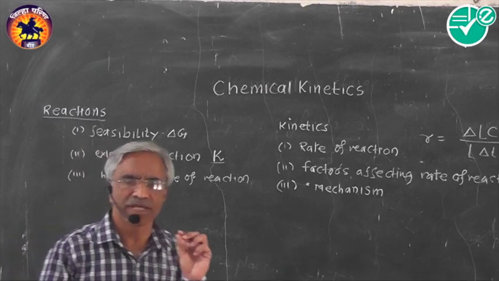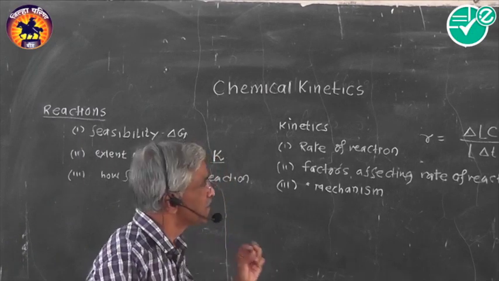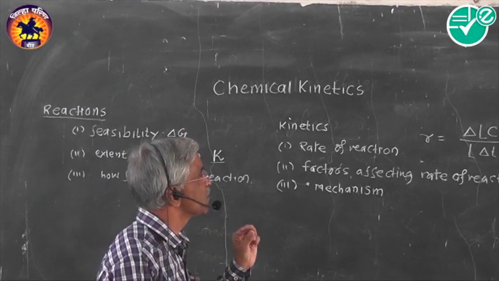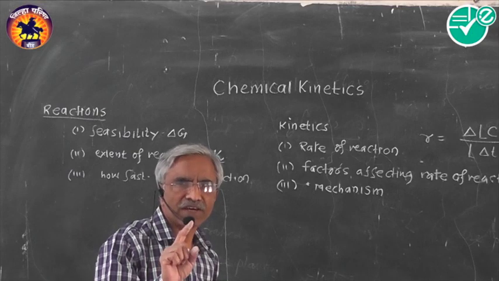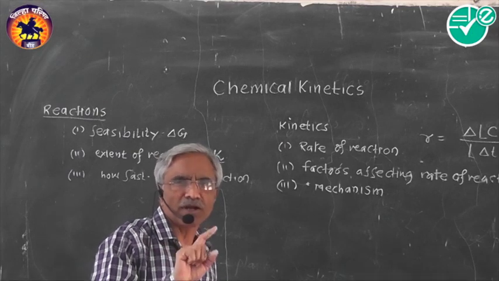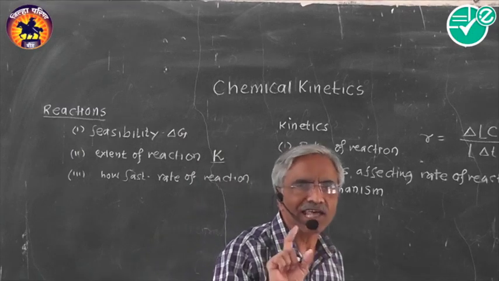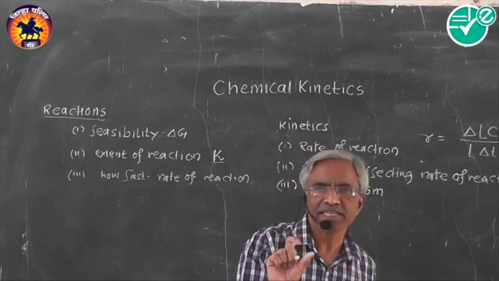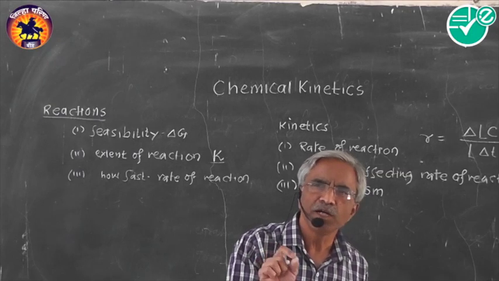Now it is to be noted carefully that when we are determining or studying the rate of a reaction, only one of the reactants or products is determined at a time. It is not simultaneously determined for all the reactants or for all the products.